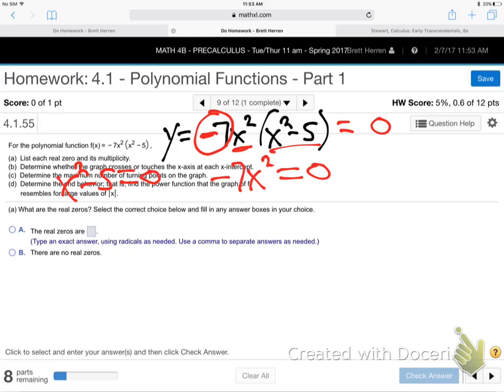Because they're multiplied together, right? It's minus 7x squared times x squared minus 5. So if either one of those becomes 0, the whole thing will be 0. The whole y will be 0. So basically, when trying to find the zeros, set each factor, each multiplied piece, equal to 0.